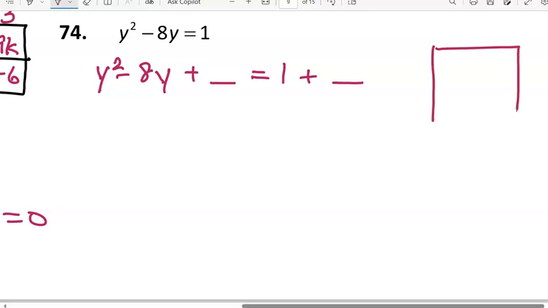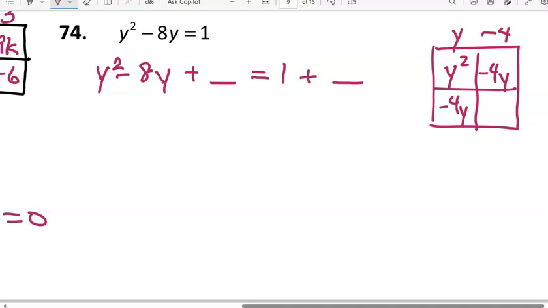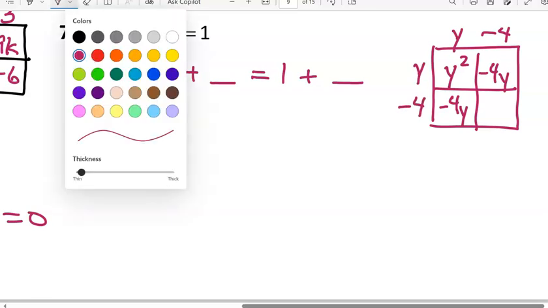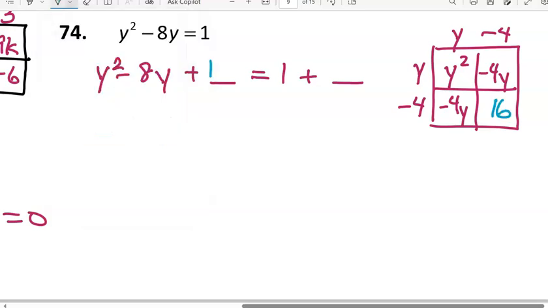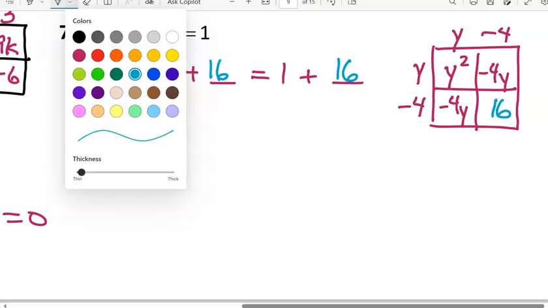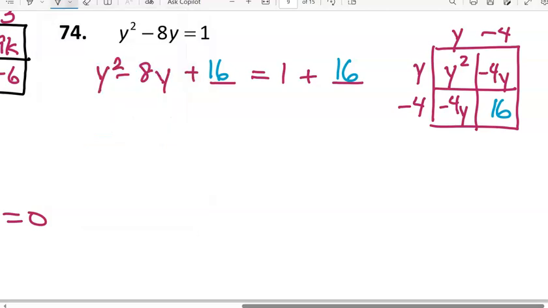I'm going to make a box for completing the square and put the first term, y squared, in the upper left, and then the negative 8y, the middle term, is going to be comprised of the two diagonal boxes in this literal square. And so I'm going to split it evenly and put negative 4y in each of those boxes. Now we can factor, and the factors will be y minus 4 and y minus 4, which means the literal completion of this square is going to be 16. So I'm going to add 16 to both sides of the equation, replacing my blank with that.